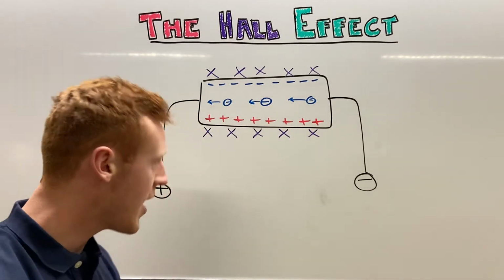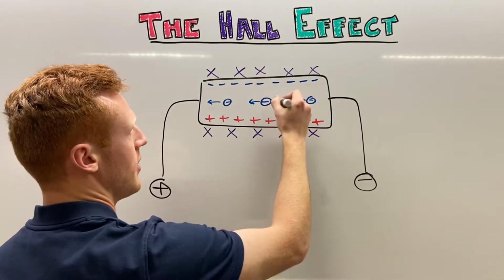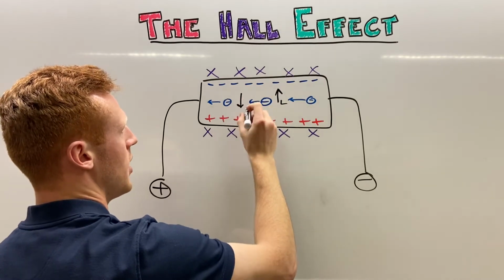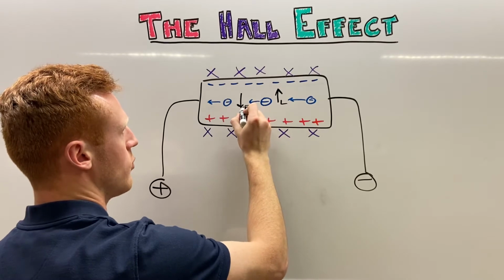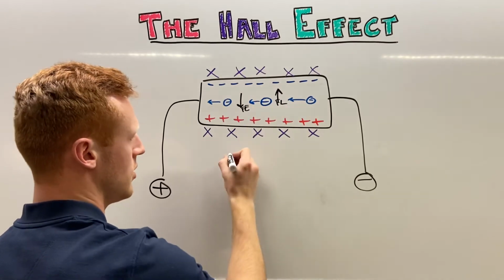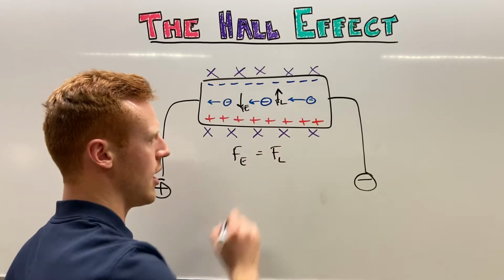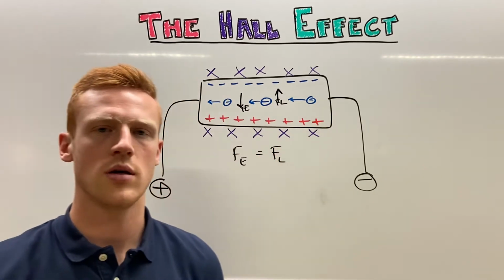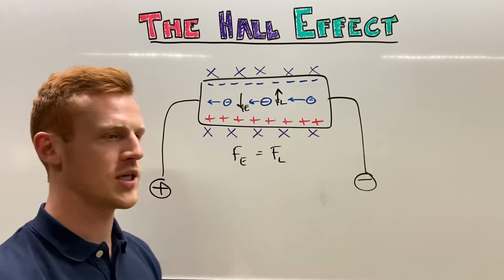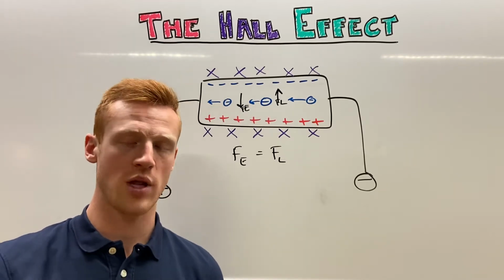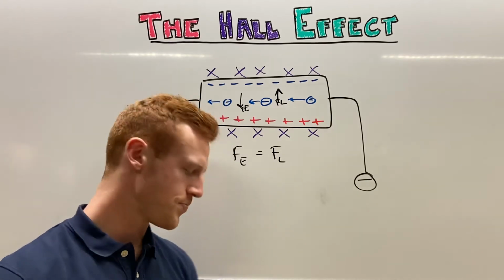So what we find is a relationship that the Lorentz force is equal to the electric field force. Force E equals force L. Let's write that out. Force E equals force L. The electric field strength, if you will, the force exerted on an electron is going to be equal to the force exerted on that same electron by the magnetic field.